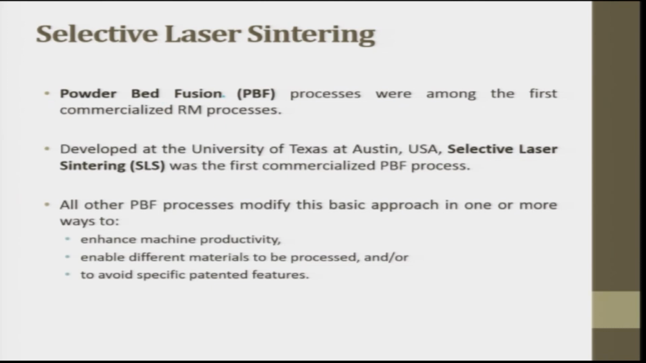The powder bed fusion processes were among the first commercialized RP processes. This was commercially available even before stereolithography came to its fullest extent. The powder bed fusion process: powder bed is the powder starting material, fusion is joining. The powder bed fusion processes were among the first commercial RP processes, developed at the University of Texas at Austin, USA. Selective laser sintering was the first commercialized powder bed fusion process. All other powder bed fusion processes modified this basic approach in one or more ways to enhance machine productivity, enable different materials to be processed and or to avoid specific patented features. So, for these three, the PBF powder bed fusion processes were modified.